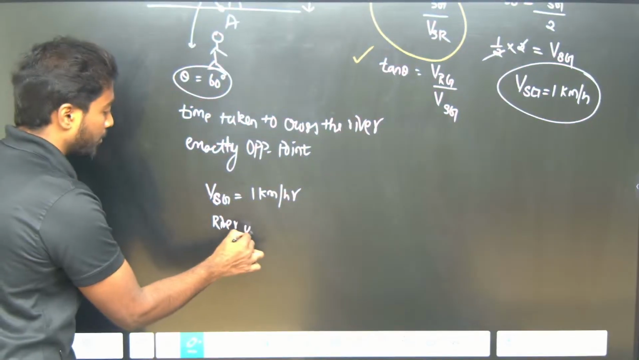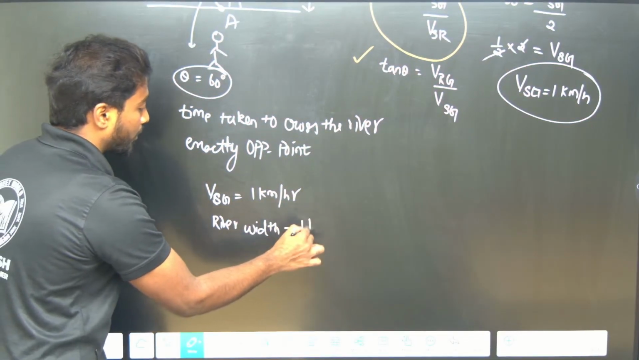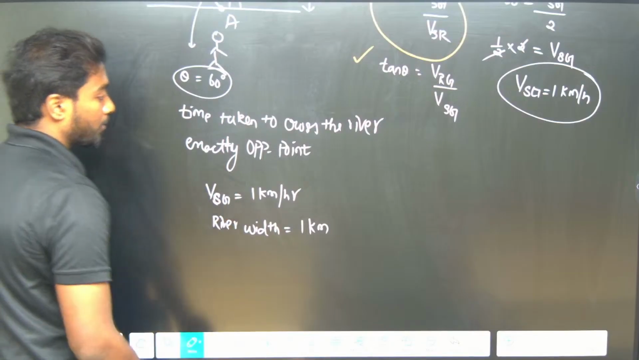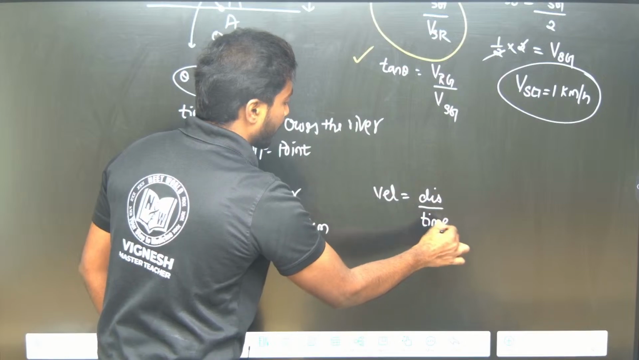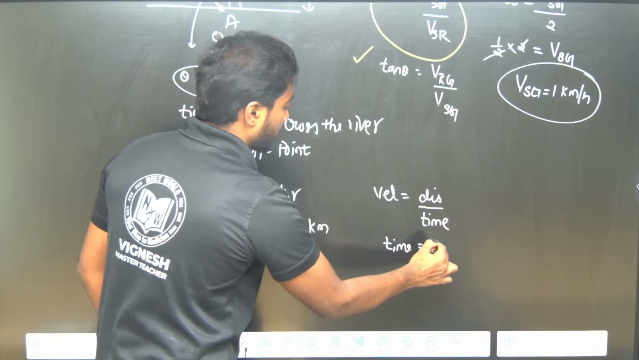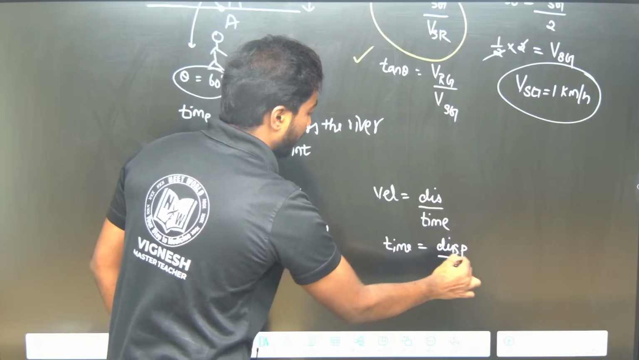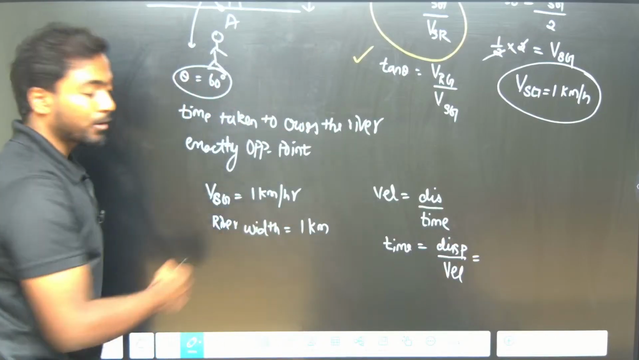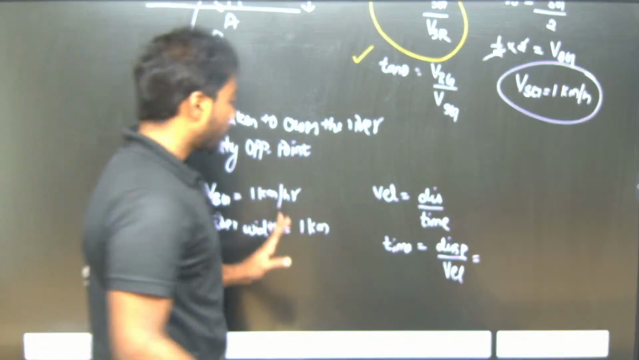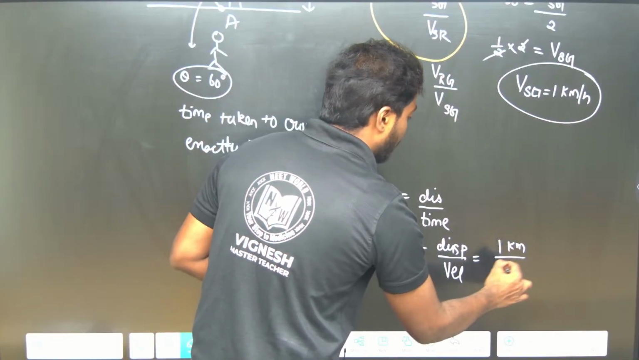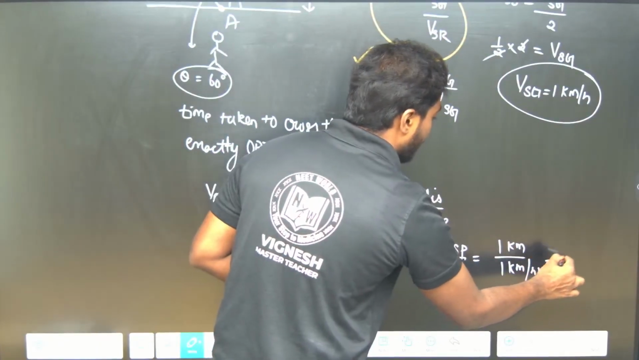Velocity of the swimmer with respect to ground will be equal to 1 km per hour, and the river width is nothing but 1 km. The time I need to get. So velocity is equal to displacement by time, where time will be equal to displacement by velocity. What is the displacement? 1 km. What is the velocity? 1 km per hour. Width is 1 km. 1 kilometer by 1 kilometer per hour, which is nothing but 1 hour.